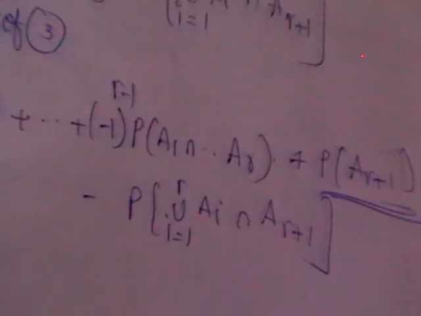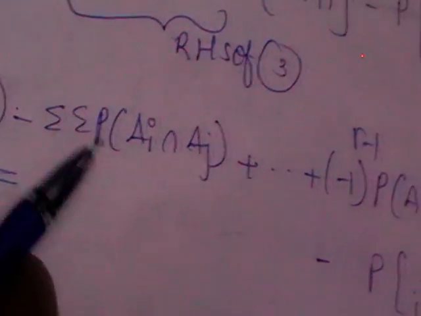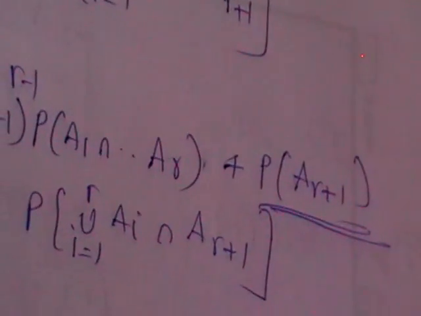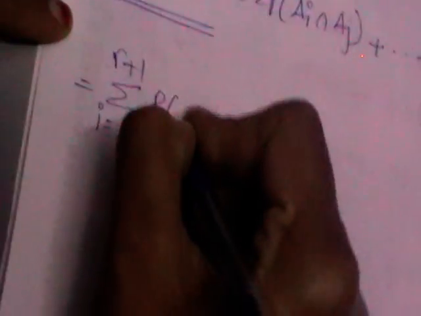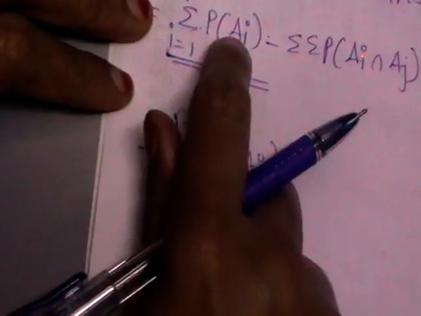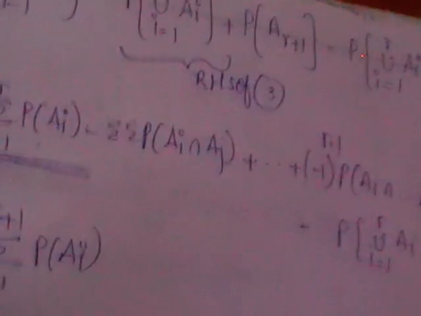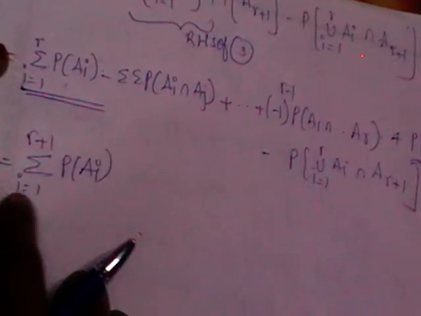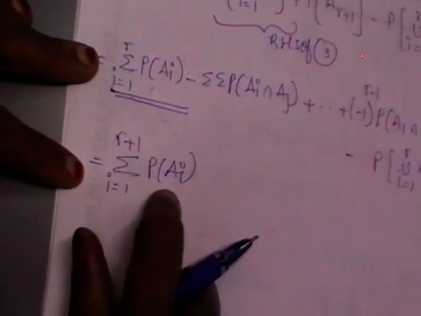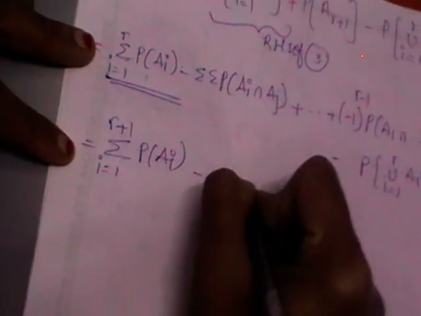I think these two terms can be combined. You have P of Ai for i equals 1 to r, and A(r plus 1). So we can write the sum here, i equals 1 to r plus 1 of P of Ai. Okay, you have P of Ai up to r, and as you are adding P of A(r plus 1), we can write that as i equals 1 to r plus 1 of P of Ai, and minus, writing the remaining terms as they are.